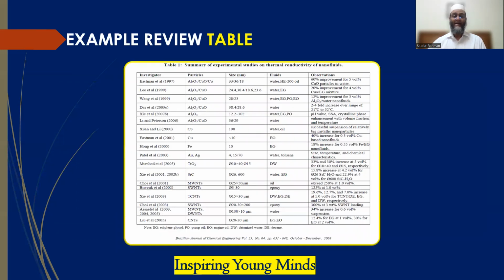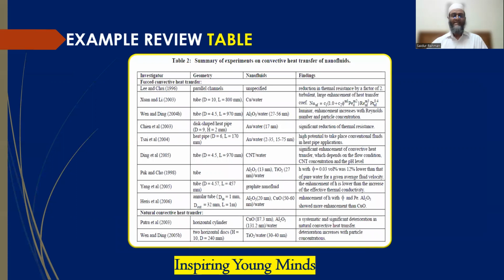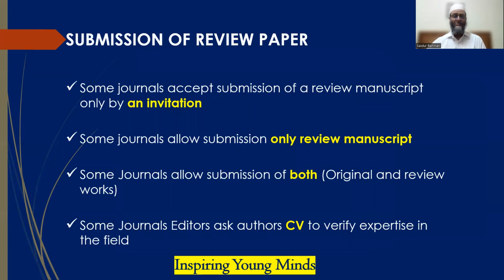This is in the form of a table. Okay, as you can see, there are a number of references, 10, 12 references have been used. Okay, these are some of the parameters, what I call particle size, fluids, and most importantly, what's the observation? What are the limitations and drawbacks should actually be highlighted here. Okay, this is another example, so I will not go through much.